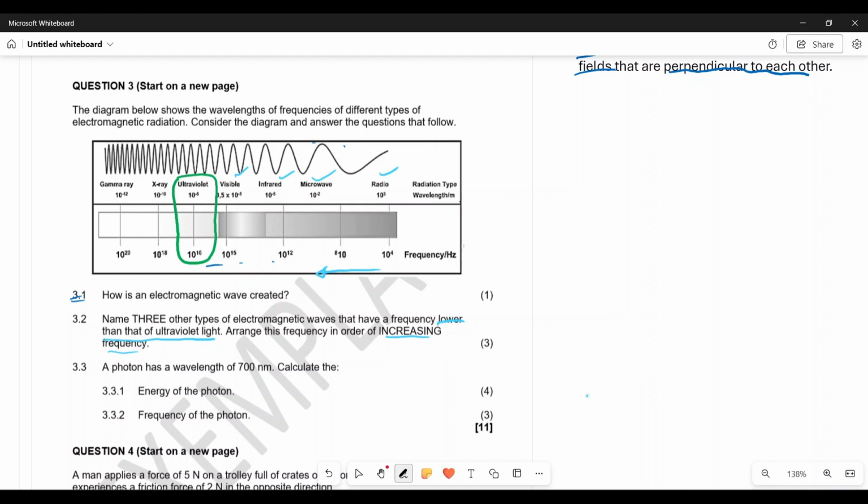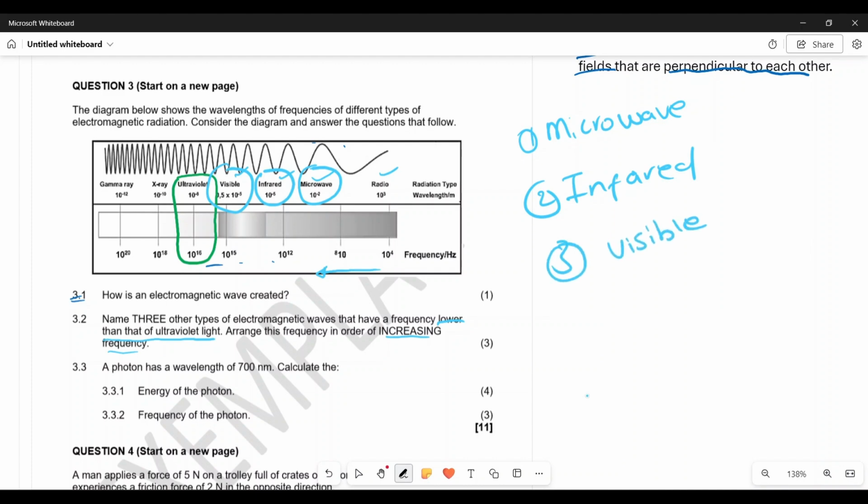As I've said, I'm going to choose the 3 closest to our ultraviolet. I'm going to choose this as my first, this would be my second, this would be my third. All these 3 have a lower frequency compared to your ultraviolet. If I put them in terms of increasing frequency, your microwave has a lower frequency compared to these. So basically it will be microwave first. Writing them down, my first, then the second, and the last will be the visible. In this particular order, as I name them, my frequency increases.